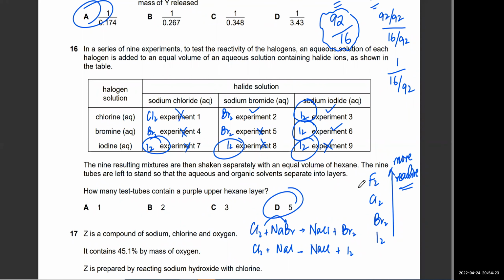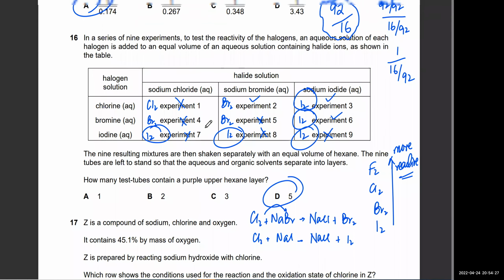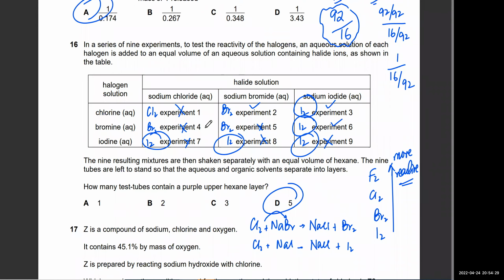Is that clear? And the trick was they weren't really interested in whether there's a reaction happening or not happening. They were just interested in if you add iodine to NaCl, obviously no reaction will happen. So the iodine is just part of the solution. So the iodine is still part of the solution. You add iodine to NaBr, obviously no reaction happens. So the iodine just remains part of the solution. Iodine to iodide, again no reaction.